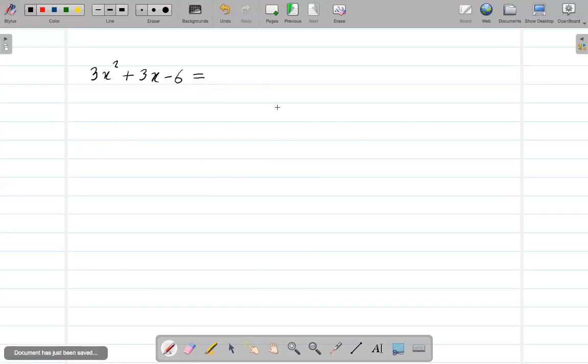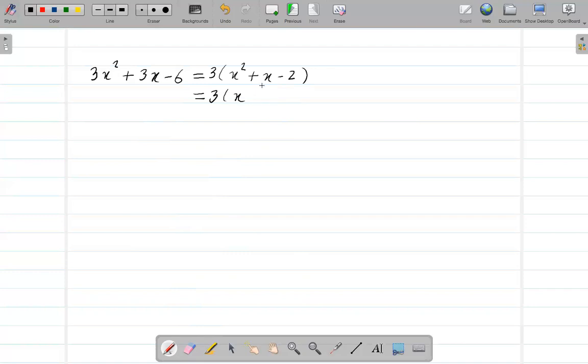First the numerator: we have 3, 3, and 6, so I can factor out 3. I have x squared plus x minus 2, sorry, this is 2. Here we have 2, so 2 times 1 is 2. So I get x plus 2, and x minus 1 will give positive x, right? So these are the factors of the numerator.